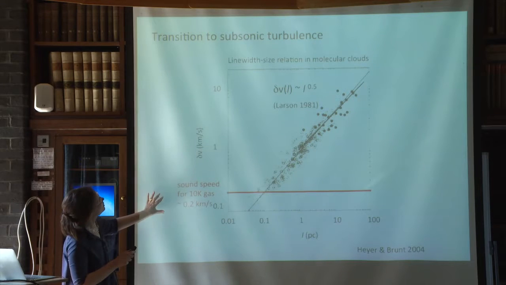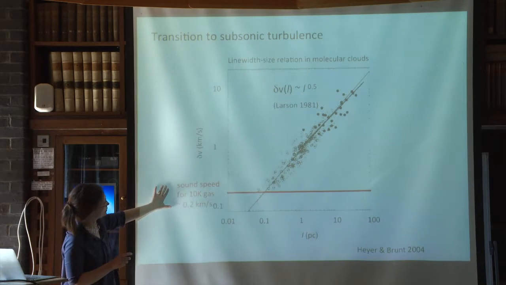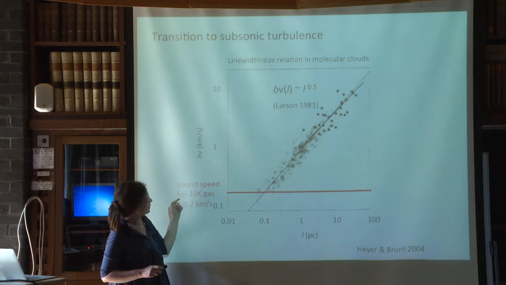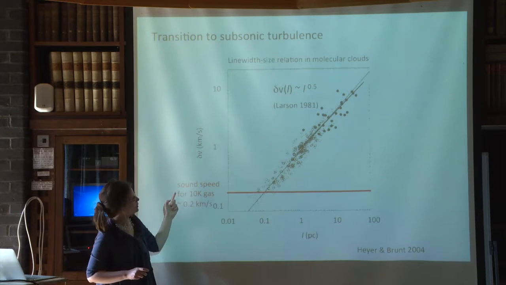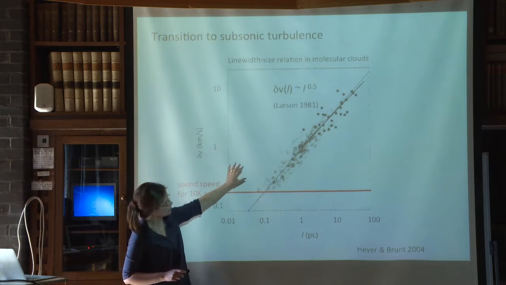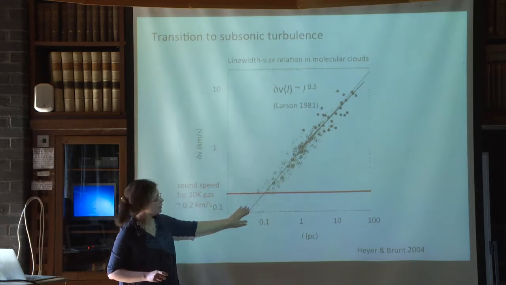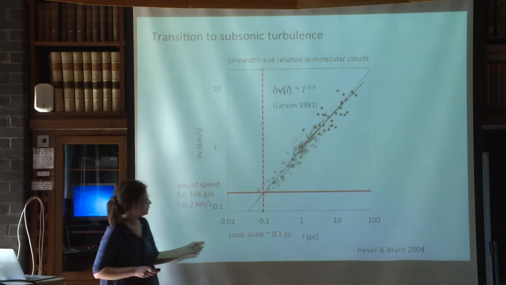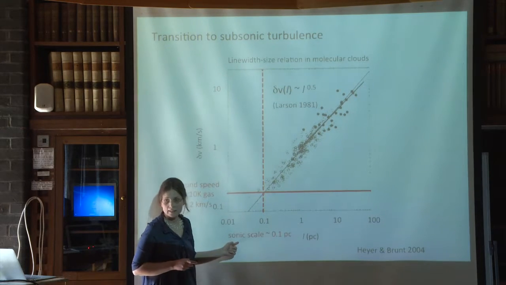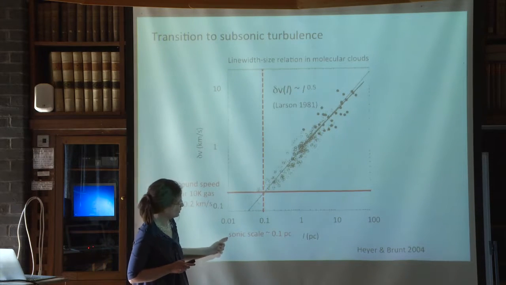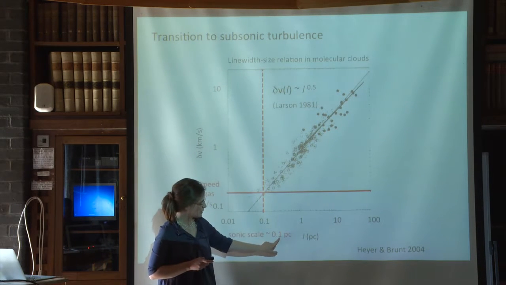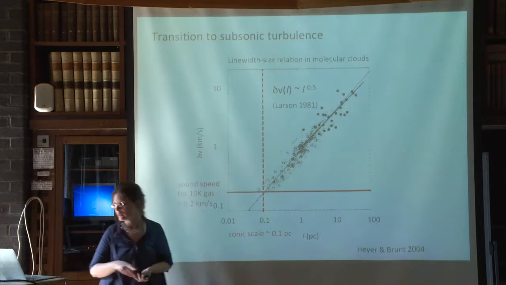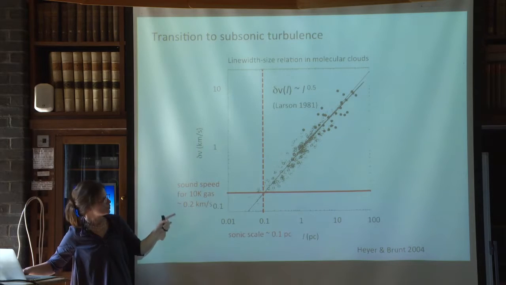And it becomes illuminating to go back to this plot of the line width size relation, because what you see is that the place where the velocities transition from being supersonic to subsonic can be associated to a length scale, right? Which we can call the sonic scale. So this is where you transition from supersonic turbulence, on the scale of about 1/10 of a parsec. So here you have your sonic transition from supersonic to subsonic.